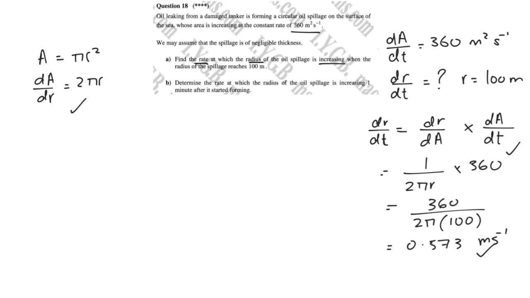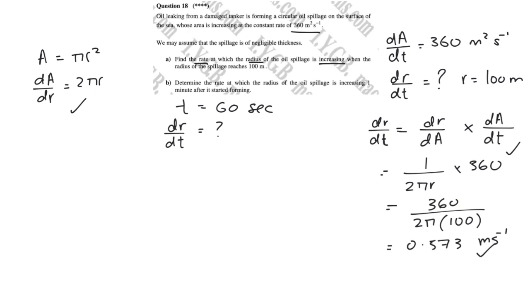So please immediately think about it in seconds, because the rate is given in seconds. So at t equals 60 seconds, we need to find out what dr over dt is. Well, we already have a general equation for dr over dt, which is obviously this.